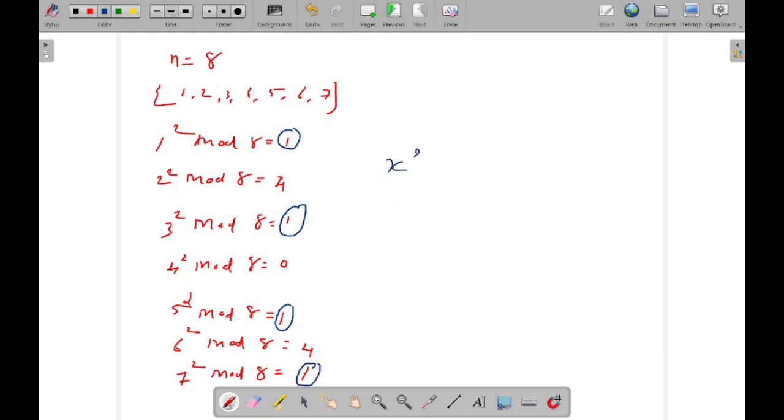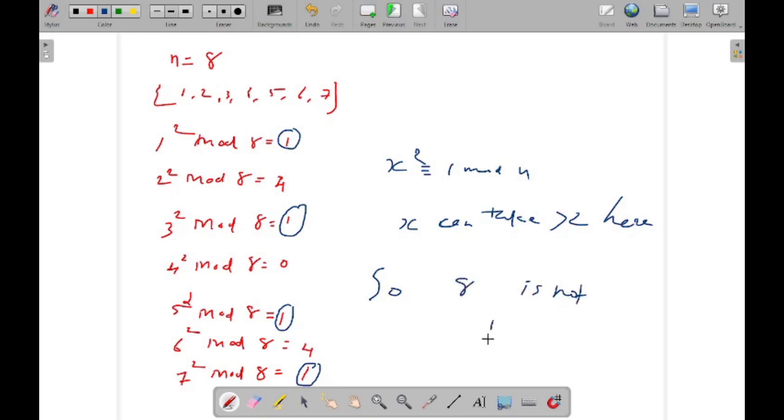Our congruence is x square congruent to 1 mod n. x is getting more than two values here. So this number n, that is 8, is not prime. The square root test says it is not prime.